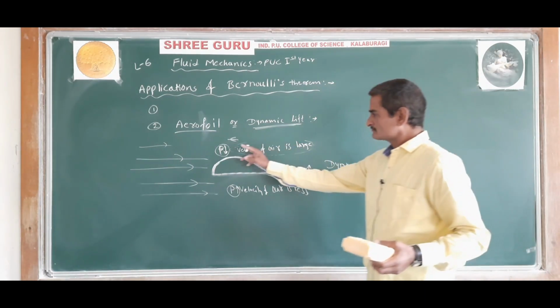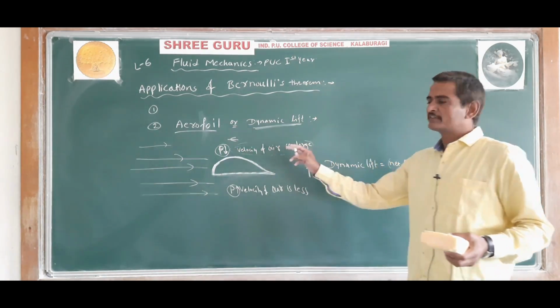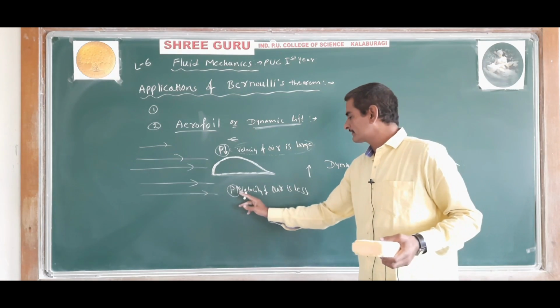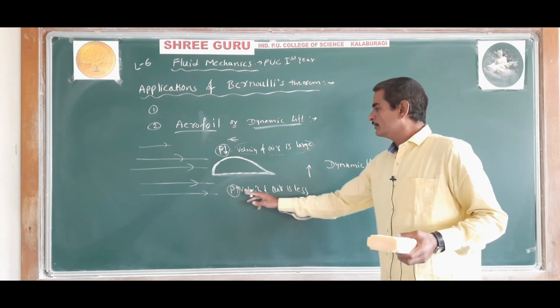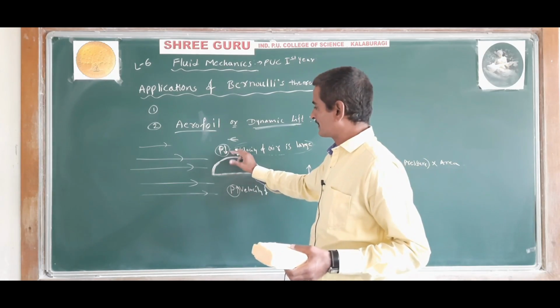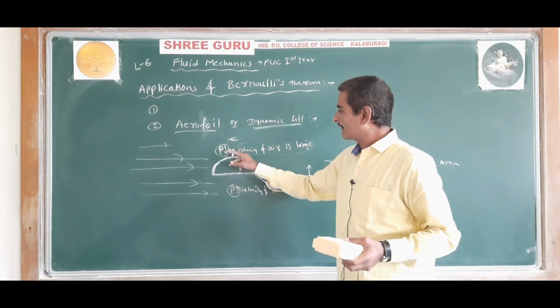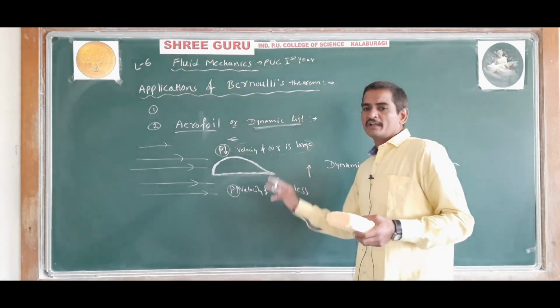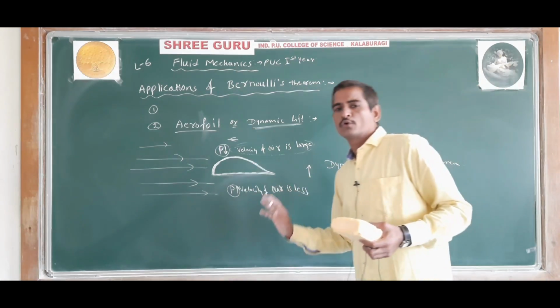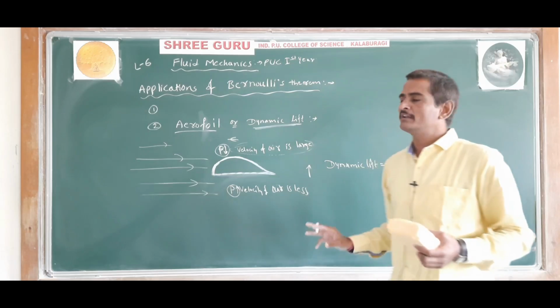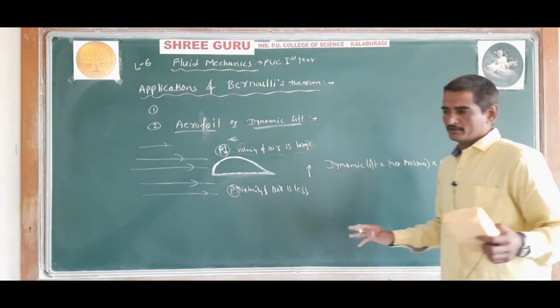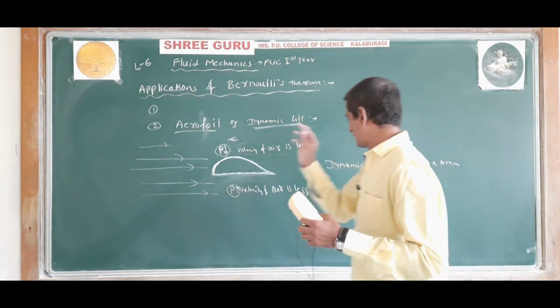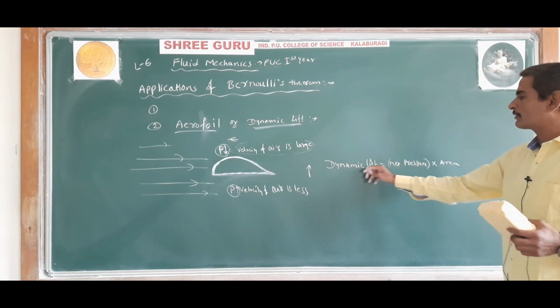That is, here velocity of the air is larger, so pressure decreases, and here velocity of air is less, so pressure increases. As a result, a pressure difference is created on the upper surface and lower surface of the aerofoil. As a result of that, a net pressure or net force acts in the upward direction. So the wings of an aeroplane will experience dynamic lift, upward force, so that you can calculate.